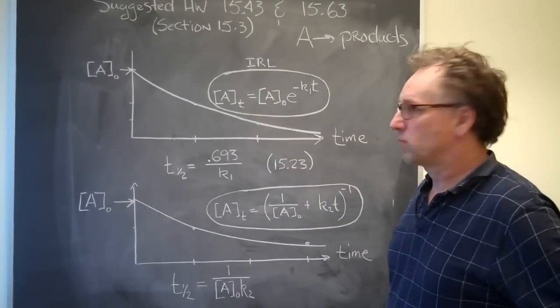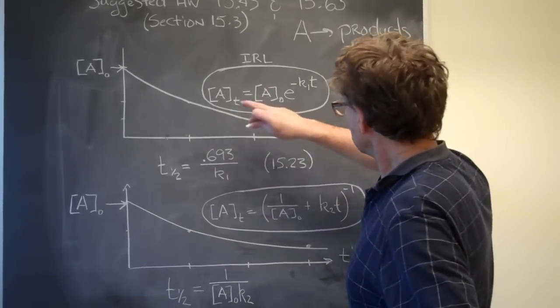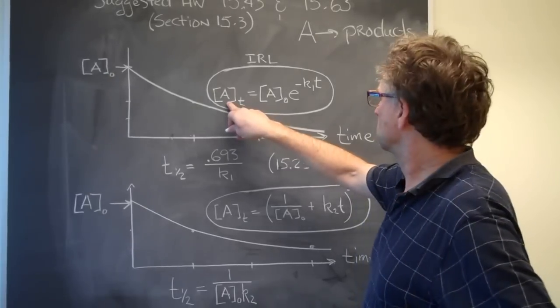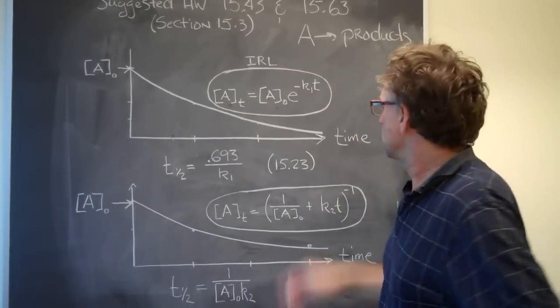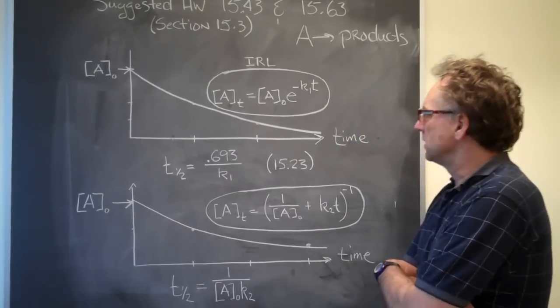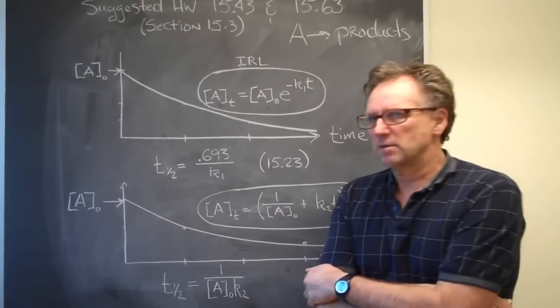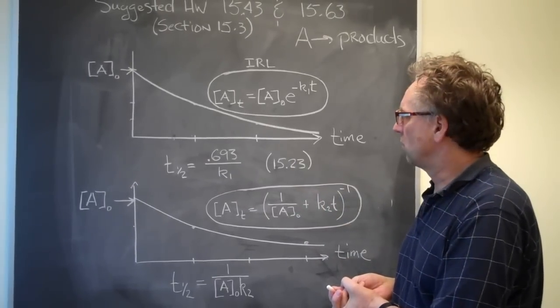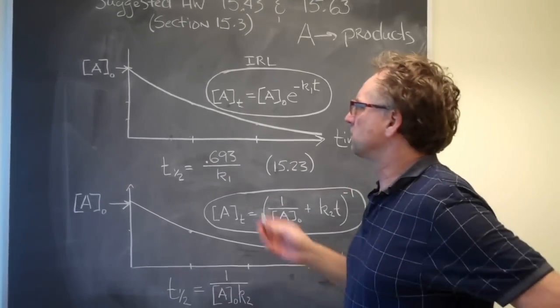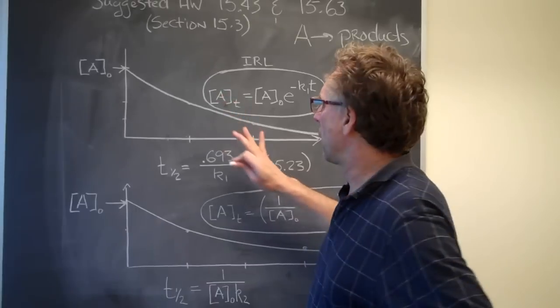We have an integrated rate law for the first order. You know this from your Excel sheet. It says the concentration over time equals the initial concentration times e to the minus k1t. And what I want to tell you about in this video is how the half-life figures into all of this. So here's how you figure out the half-life from a graph.